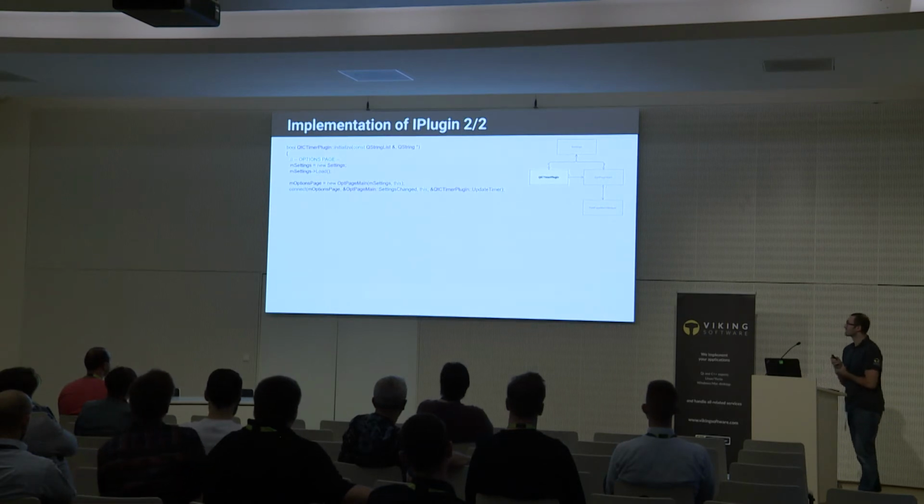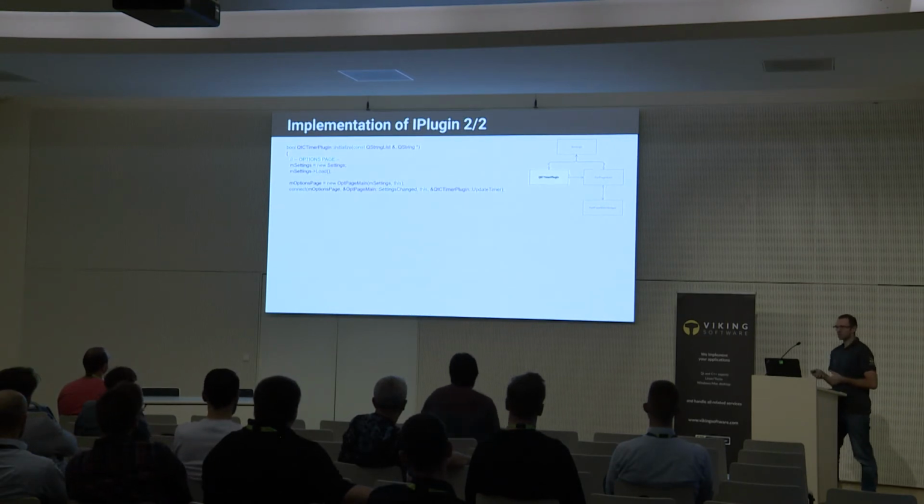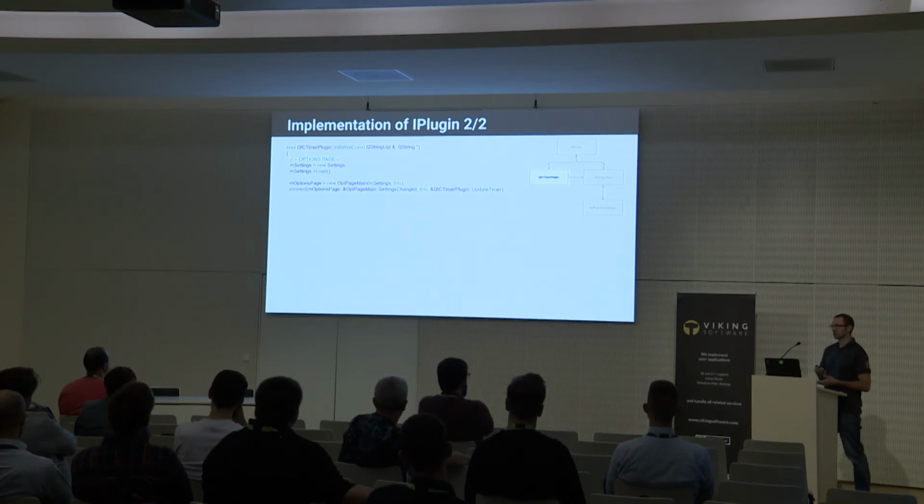First, let's start with the initialize function. We create the settings object, which is the object which is storing the options set by the users. And we create a page that's going to handle these settings. These are 2 different objects. And basically, the options page is the one you see in the options menu. So you connect this page to your plugin, so you get notified when something changes, and you're good to go.